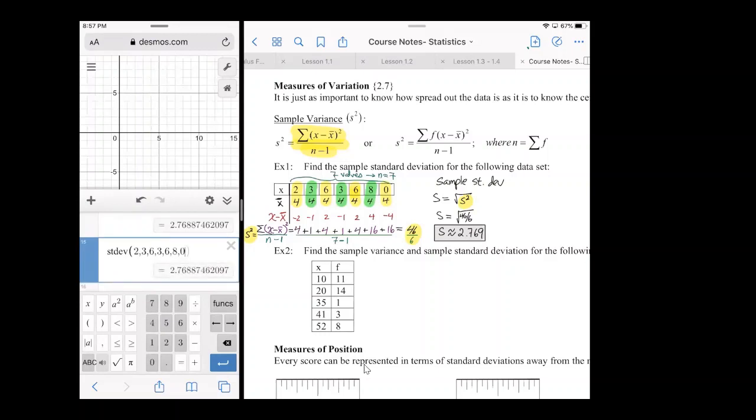Two, 3, 6, 3, 6, 8, 0. All right, so close parens, enter, and you can see that in terms of the actual decimal, is it exactly the same? Yeah, it was exactly the same. If it wasn't, at least it would round to the same thing. Sometimes there's a little bit of variation in the answers, but 2.769, same deal.